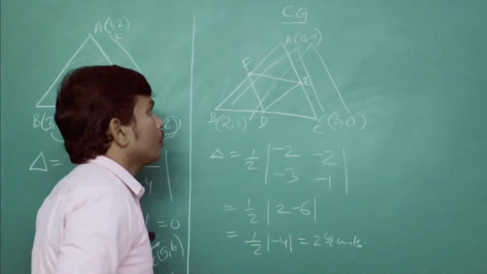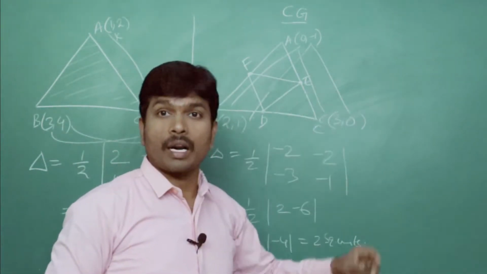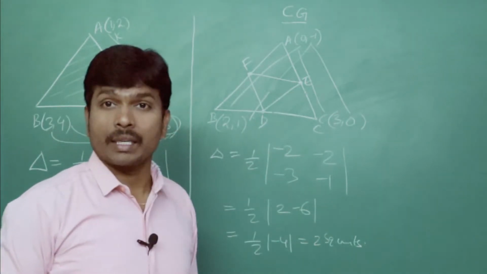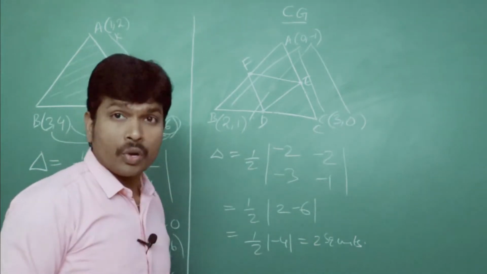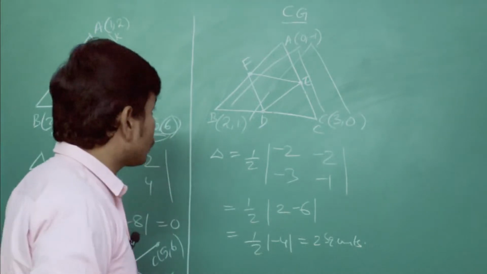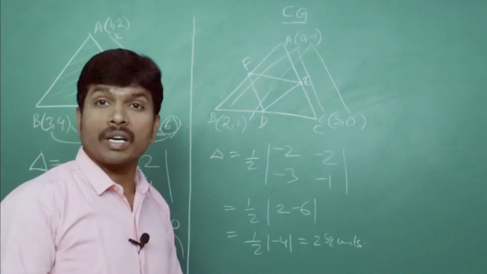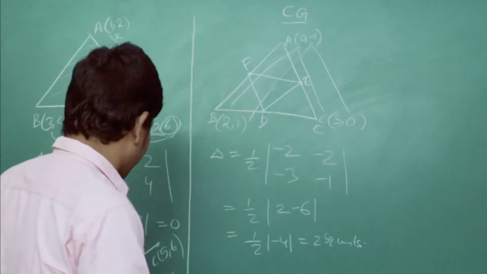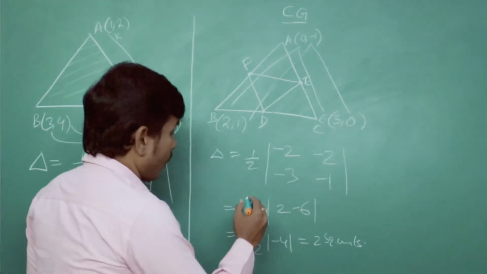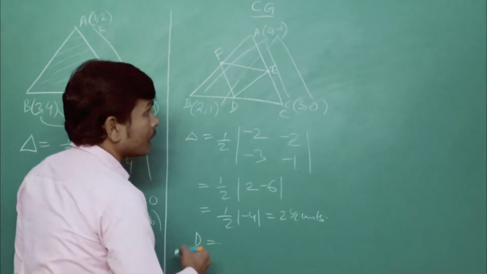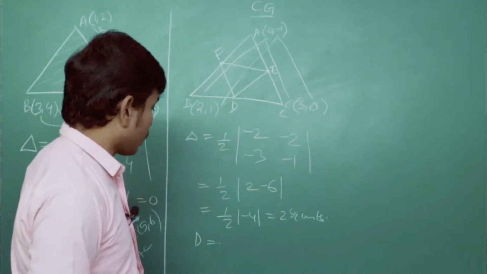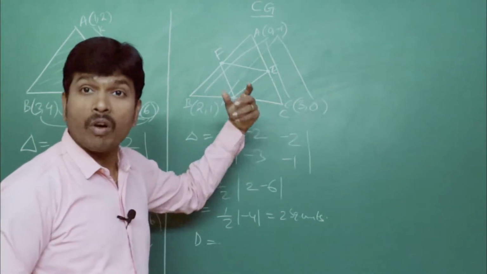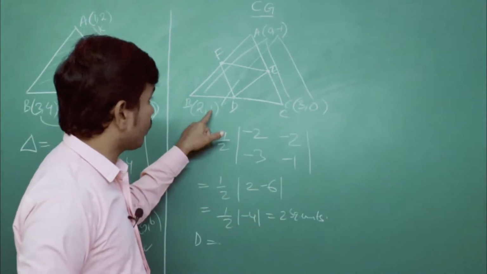Now I am asking you the area of this triangle. Can you say the area of this triangle? Okay, first what you have to do is find the midpoints. After that we will find the area of that triangle. Now find the midpoint. Midpoint D is equal to what? Midpoint D is equal to (x1 plus x2)/2 comma (y1 plus y2)/2.